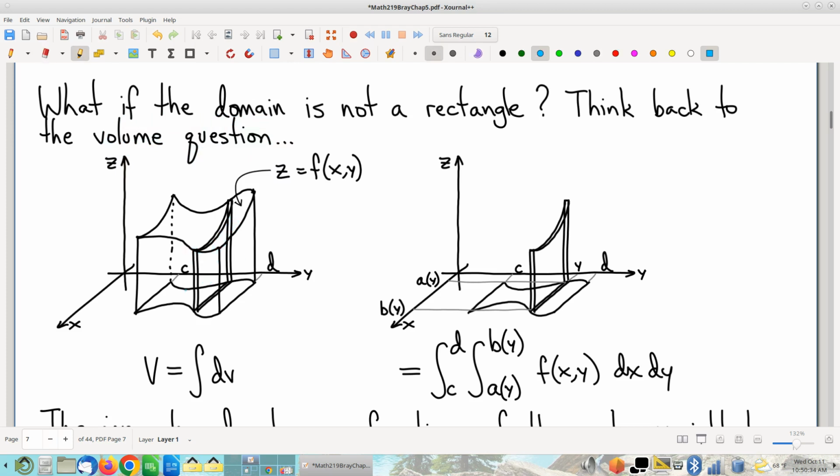You'll notice the volume under a graph sitting over, no, wait a second, this time sitting over a different shape that is not a rectangle. But it's still a volume under a graph. I still need to know how much volume that is. How would I do it?